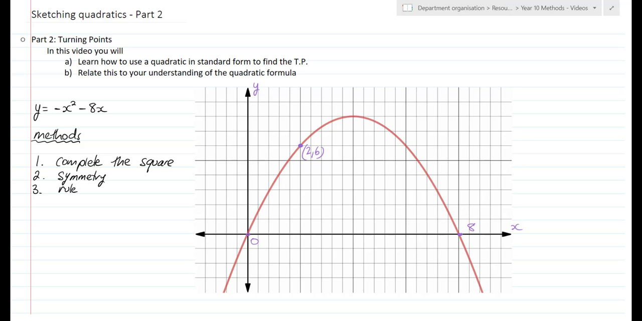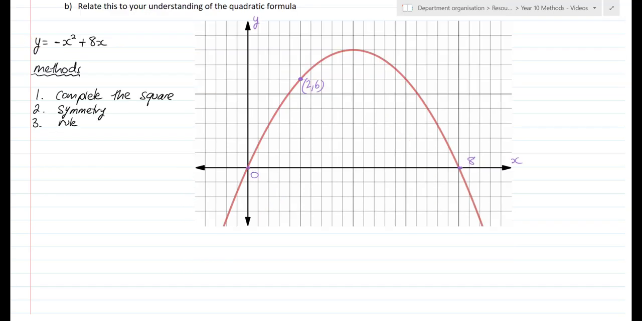the rule. Now this is going to be a bit of a frustrating order because you'll see that it pretty much gets simpler as we go along. But there's some important ideas here. So let's start with completing the square.